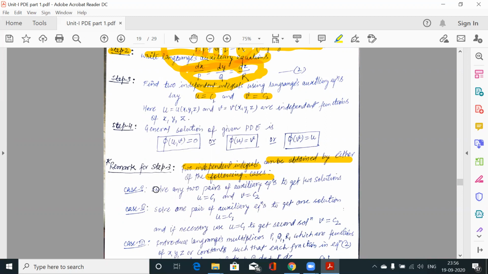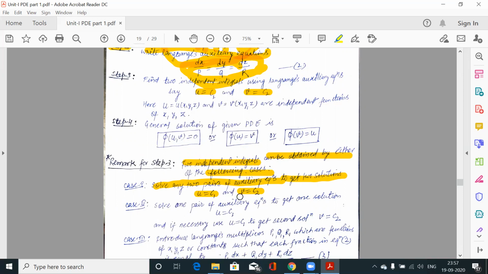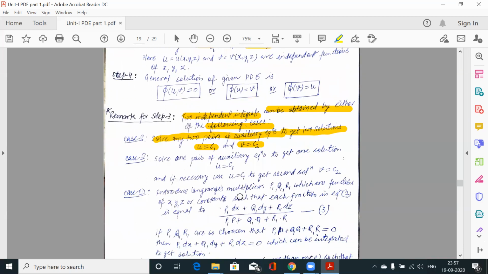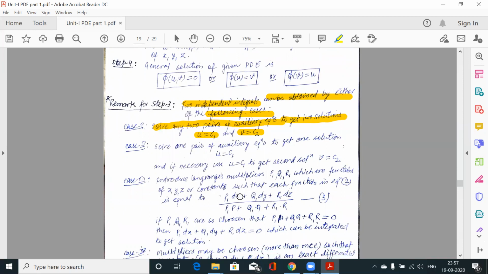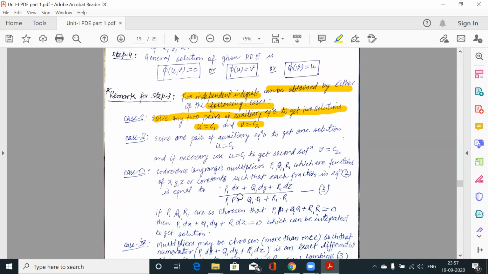So the first case is very easy, when by watching the auxiliary equation we can say that we can directly integrate these fractions. In that case, solve any two pairs of the auxiliary equation to get two solutions. One is u is equal to c1, the other integration is v is equal to c2. If it is possible, we directly integrate two pairs, but it is not always that we can get the solutions directly. We have to do something different to get two solutions.